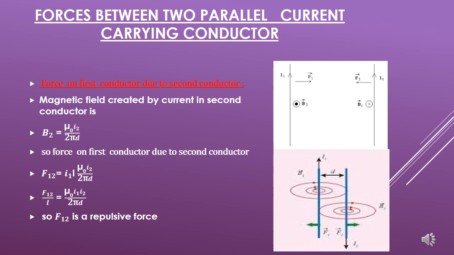Now what is the force experienced by conductor 1 due to conductor 2, which is F12 equals I1 L B2. Now F12 upon L equals I1 B2, putting the value of B2, which is mu naught I2 upon 2 pi D. So F12 upon L equals I1 I2 mu naught upon 2 pi D.